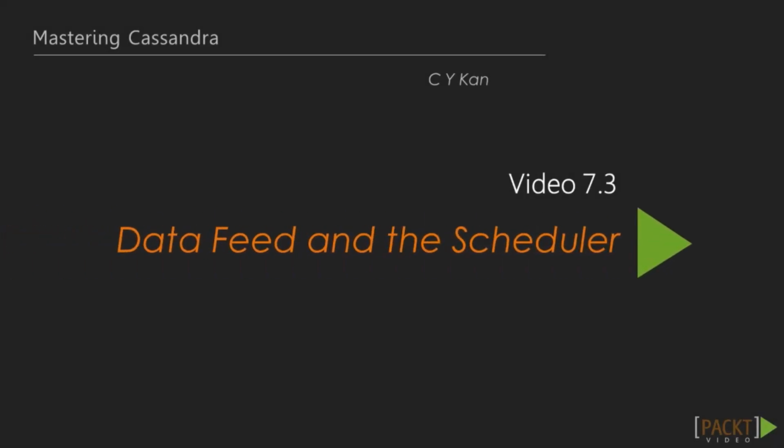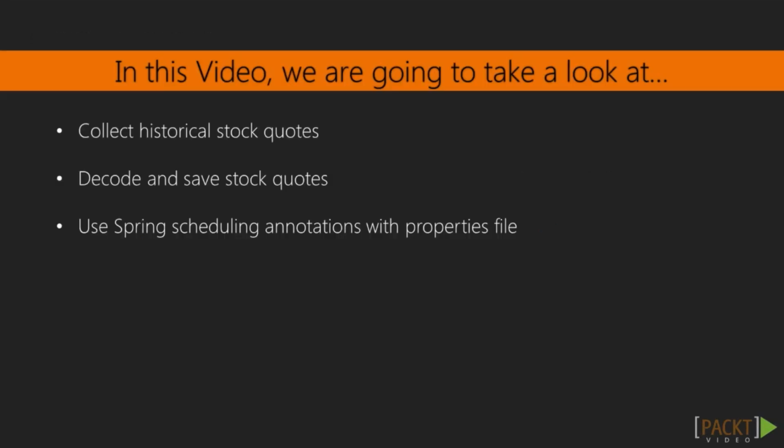Welcome to the third video of this section, Data Feed and Scheduler. In the previous video, we made the watchlist function. In this video, we'll touch upon how to collect historical stock prices from Yahoo Finance. We'll decode and save the prices into our Cassandra database. And we'll make this process a scheduled job using Spring annotations.